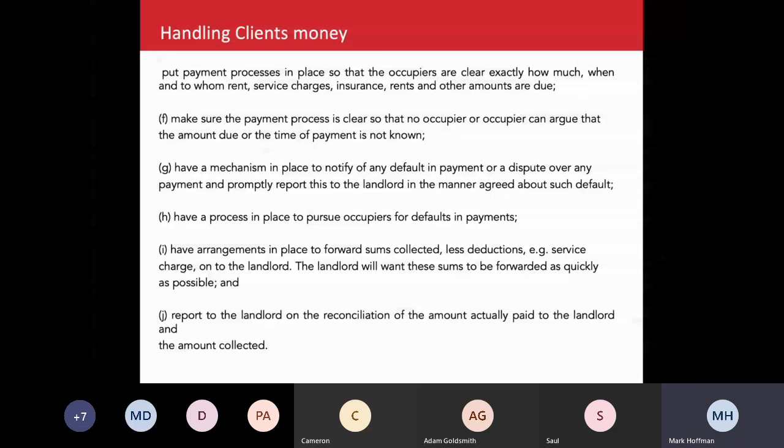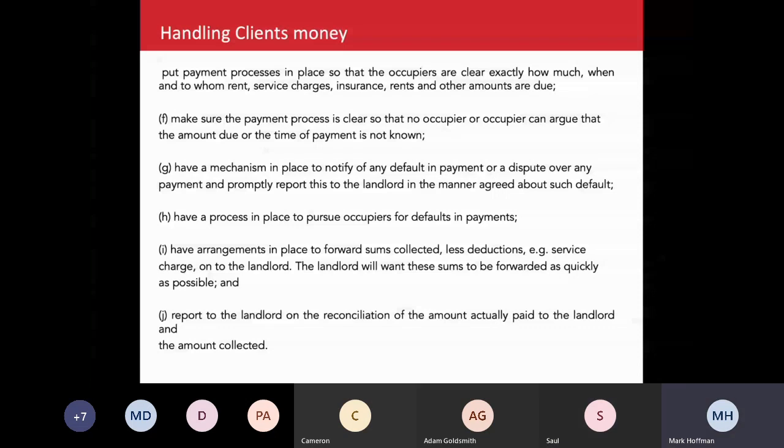Make sure that the payment process is clear so that no occupier or occupiers can argue that the amount due or the time of payment is not known. Have a mechanism in place to notify of any default in payment or a dispute over any payment, and promptly report this to the landlord in the manner agreed about such default. Have a process in place to pursue occupiers for defaults in payments.